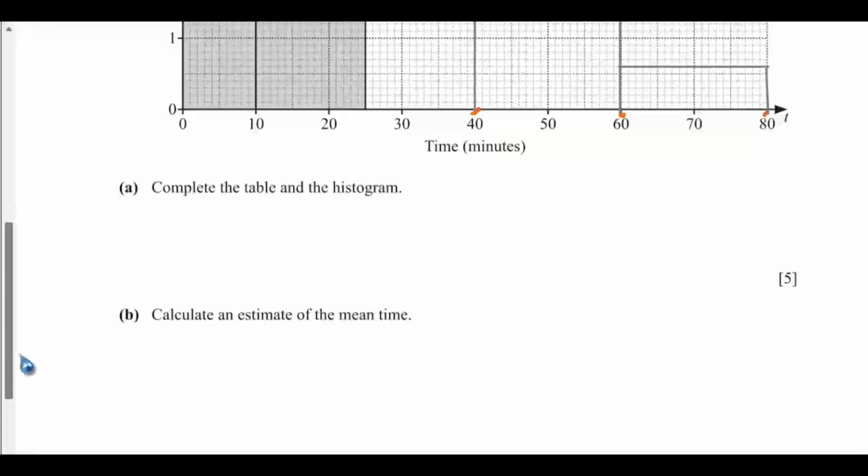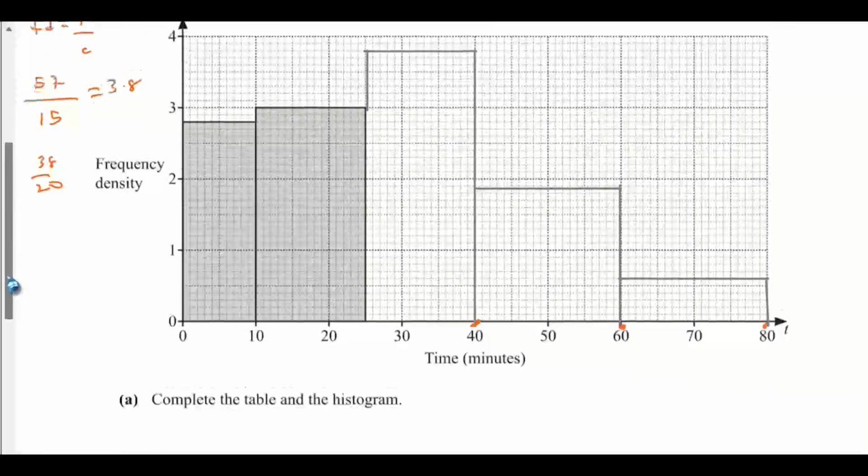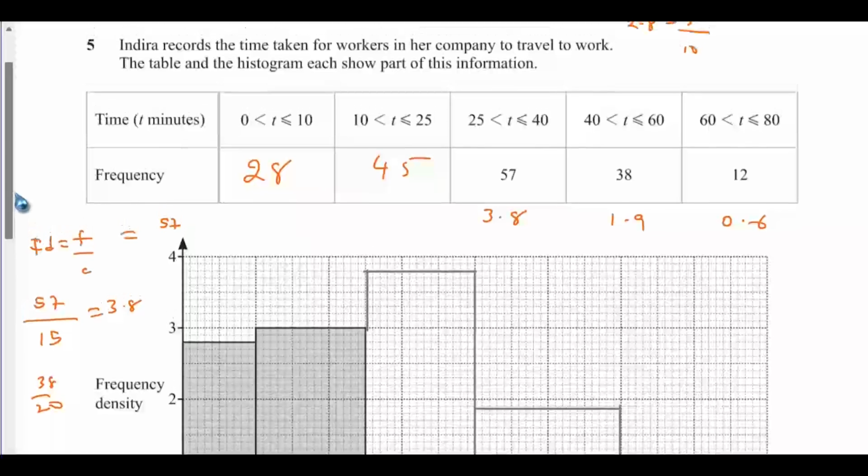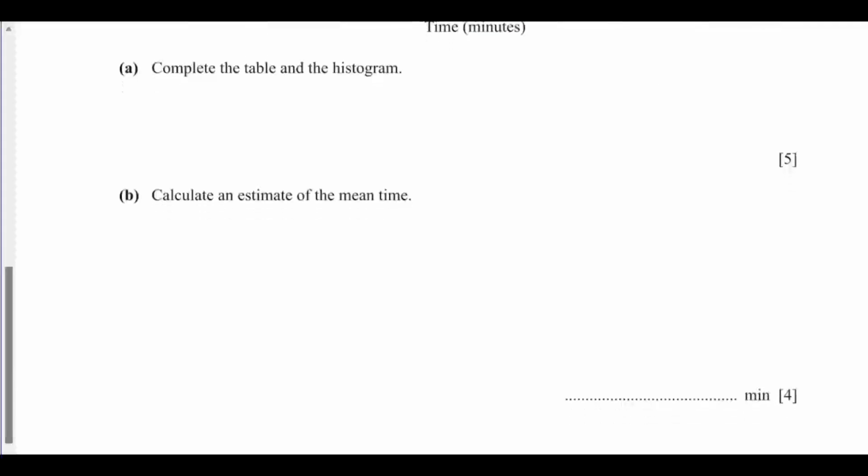Calculate an estimate of the mean. So to calculate an estimate of the mean, you need to get the average of this. If this will be x, I'll find the average of this one. You add 10 plus 0, that will be 10 divided by 2. So you're going to have 5 here. You do the same thing: 10 add 25 divided by 2, you have 17.5. Okay, and so on and so forth. You can do that.